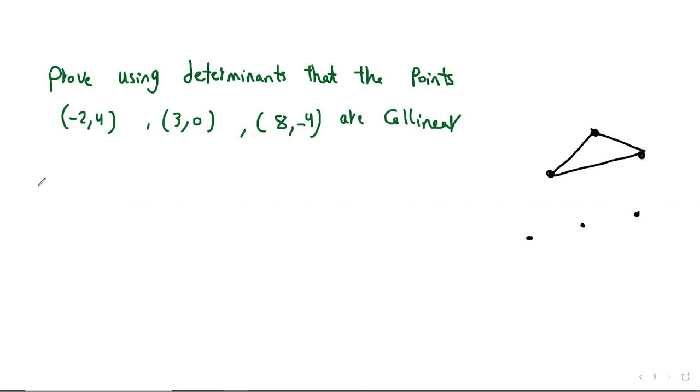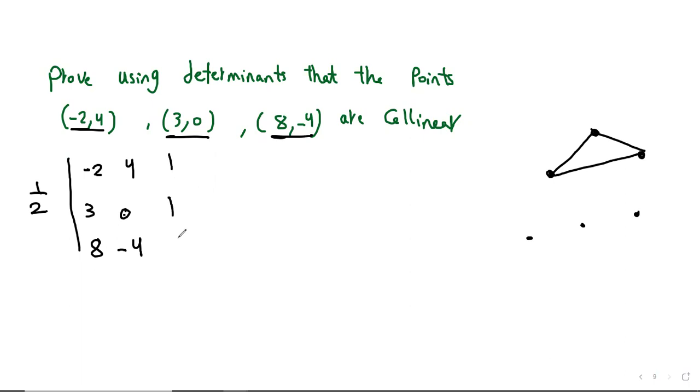So we'll find the half and write all x coordinates here for the 3 points: negative 2, 3, and 8. Here write 4, 0, and negative 4. The first point again, negative 2 and 4. Here is 3 and 0, and here is 8 and negative 4. Write 1, 1, 1 in the last column and find the area. You'll find at the end that the area is equal to 0.